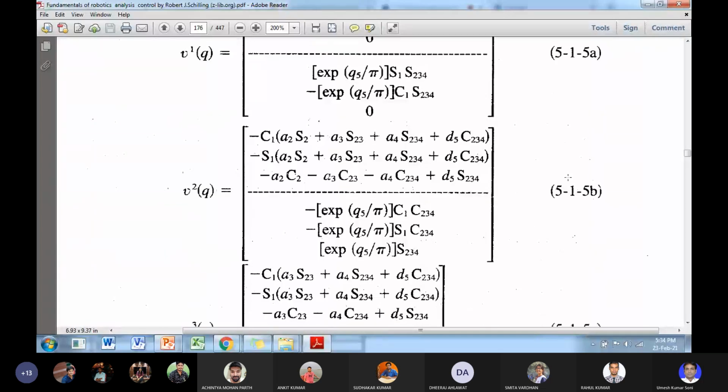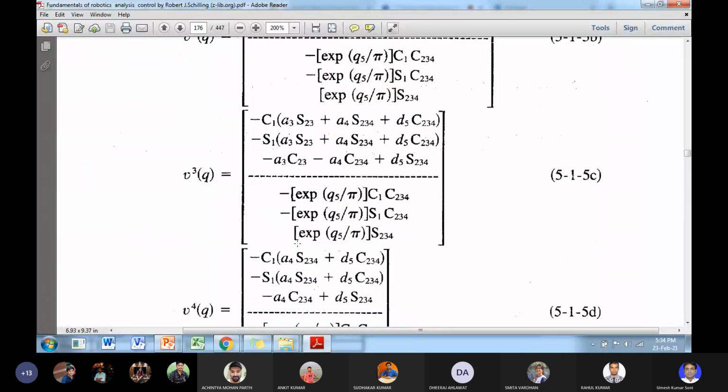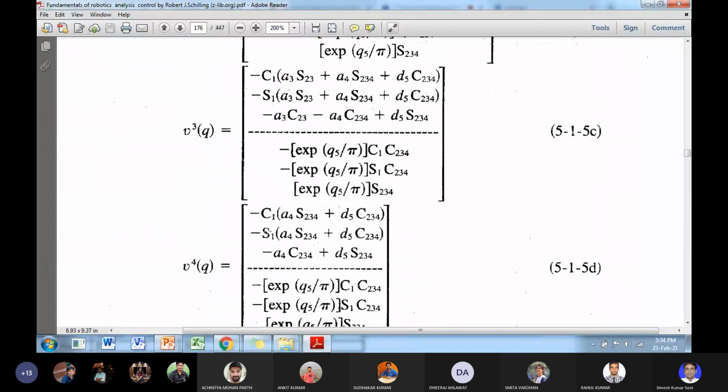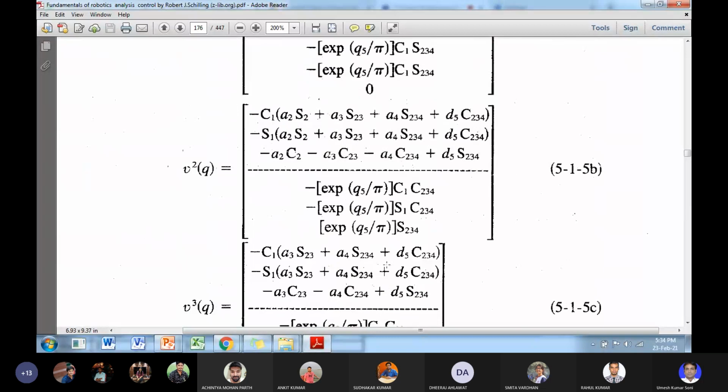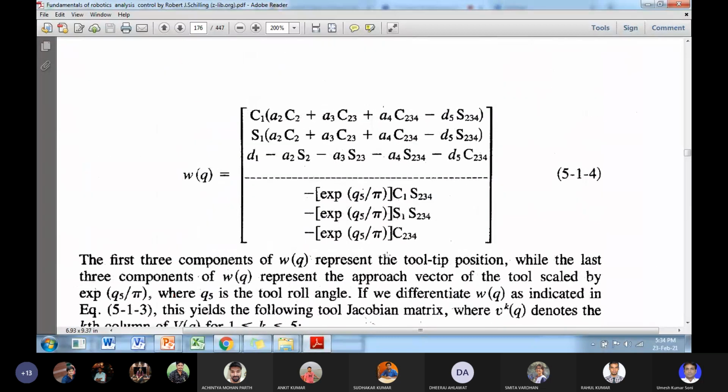Okay, so similarly you have to calculate with respect to theta 3, theta 4. So I give you now to calculate with respect to theta 4. I am showing you the matrix again, and calculate with respect to theta 4. What are the values?